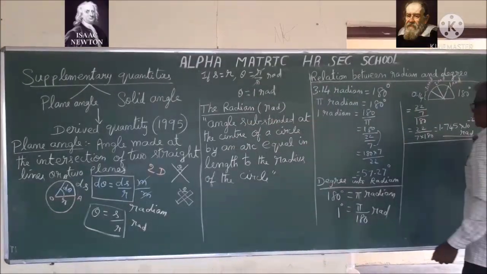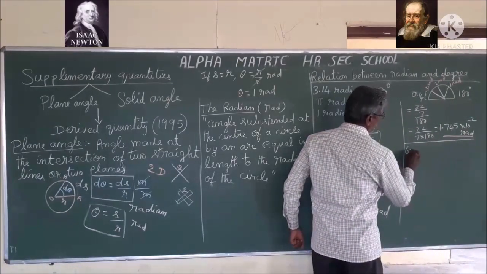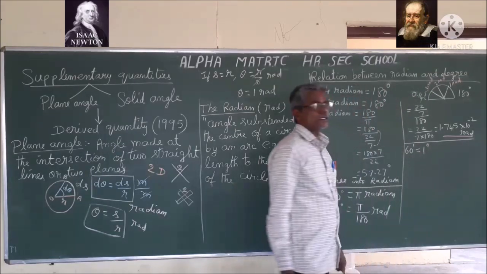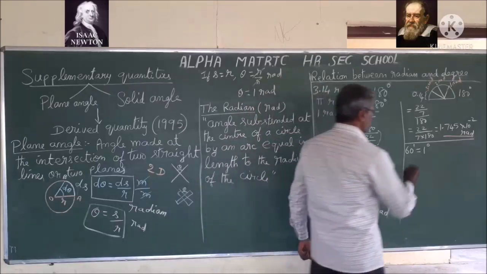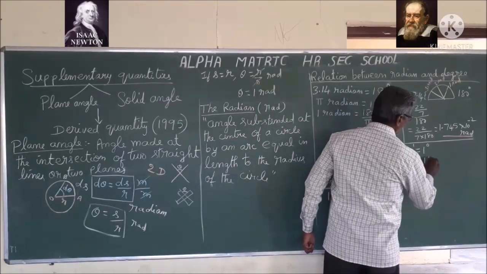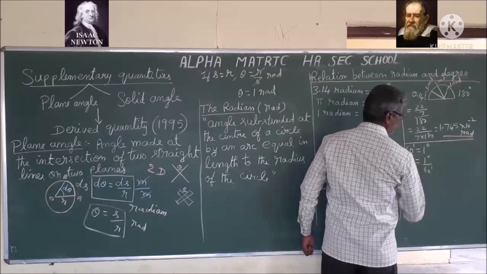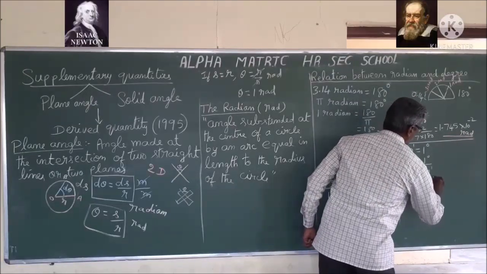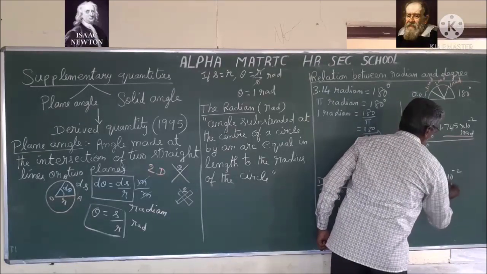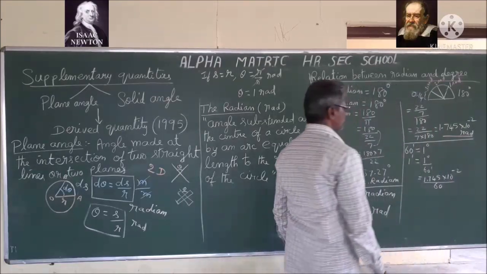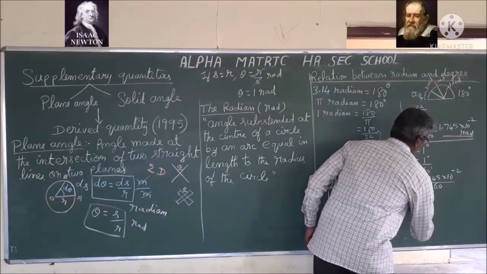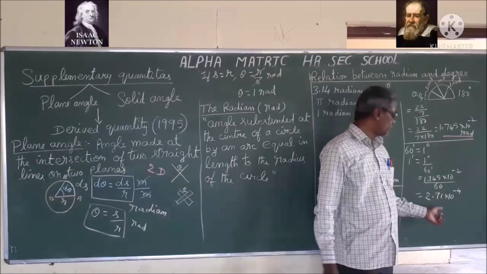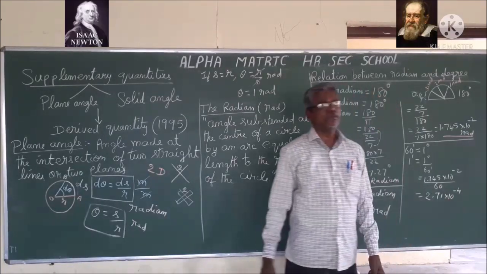Similarly, I can calculate. 60 minutes is equal to 1 degree. 1 minute is equal to 1 degree by 60. That is, what is the value for 1 degree? 1.745 into 10 power minus 2 divided by 60. So we will be getting 2.91 into 10 power minus 4 radian.